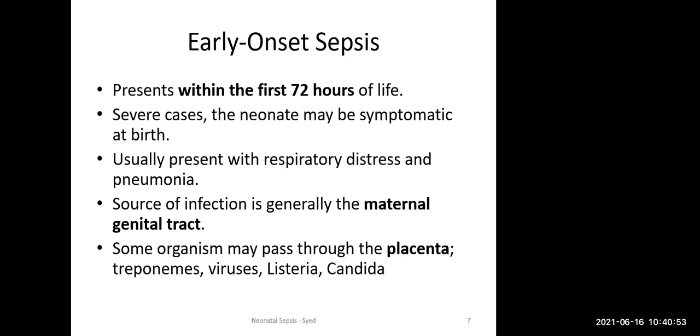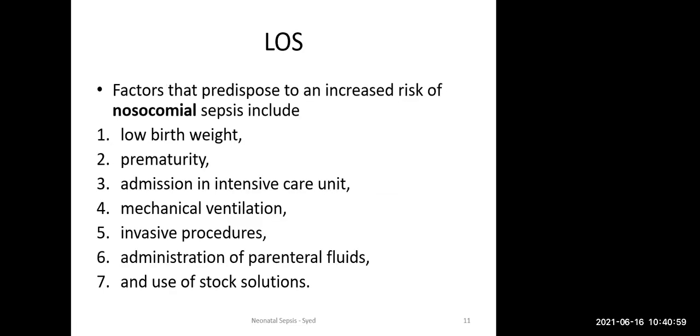Okay, let's go back to late onset sepsis. Next slide. So they can present with septicemia, pneumonia, meningitis, osteomyelitis, it can come with anything from the sky. Okay, anything. And then the predisposing factors, again, low birth weight, prematurity, late onset sepsis. Okay, next.